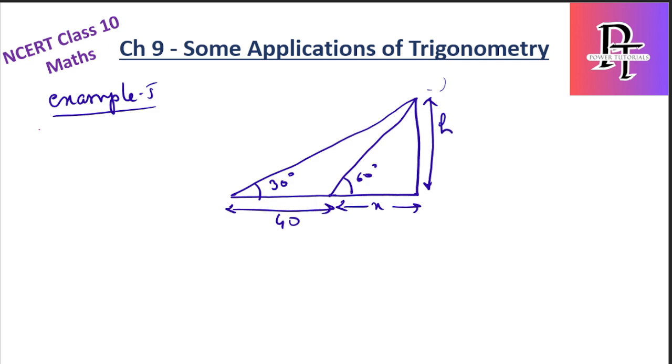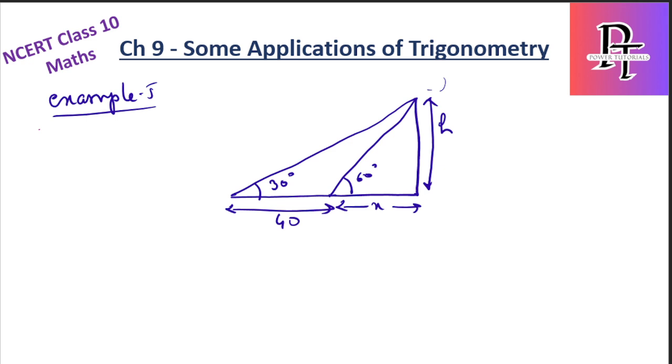So I'll just repeat the question again. The shadow of a tower standing on a level ground is found to be 40 meters longer when the sun's altitude is 30 degrees than when it is 60 degrees. So at 60 degrees the shadow will be lesser, whereas at 30 degrees the shadow will be longer. So the longer shadow is 40 more than the previous shadow. Okay. So what they're asking is the height of the tower. They're asking to find the h value.